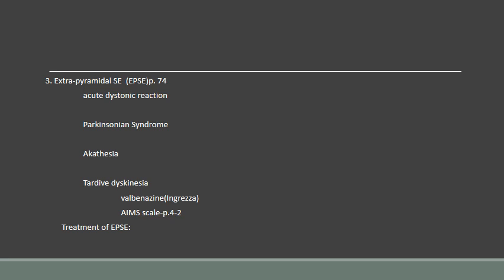Tardive dyskinesia is the last one on here, and this is involuntary rhythmic movements, usually of the face, lips, and tongue. And this is a potentially irreversible side effect. Even when the medication is stopped, it can continue.